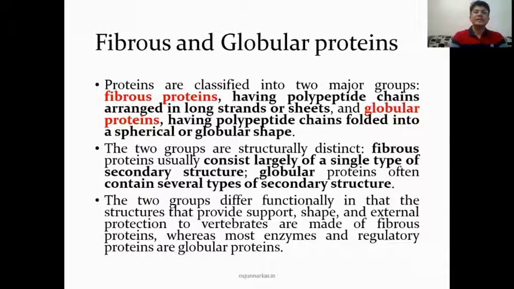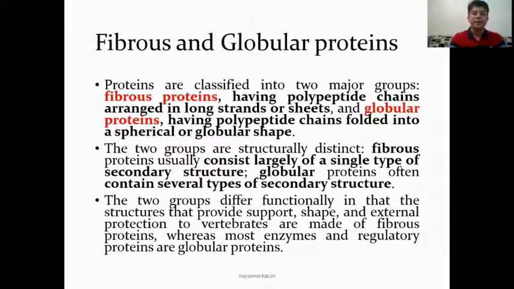Proteins can also be classified into two major groups: fibrous proteins and globular proteins. Fibrous proteins are those which have polypeptide chains arranged in long strands or sheets, and globular proteins have polypeptide chains folded into a spherical or globular shape. The two groups are structurally distinct. Fibrous proteins usually consist largely of a single type of secondary structure. Globular proteins often contain several types of secondary structure.